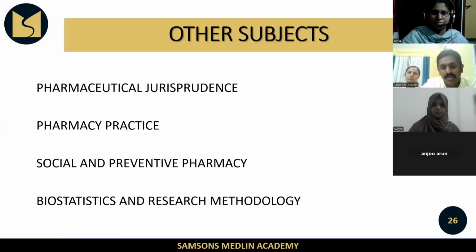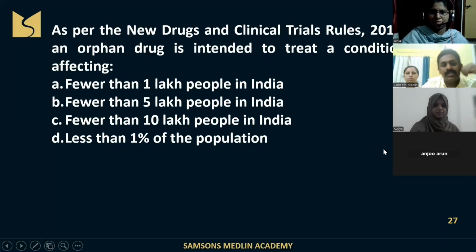This is also very important. So please do not omit this subject. Give weightage to this subject also. Okay, so we can directly see one question from jurisprudence, pharmaceutical law.